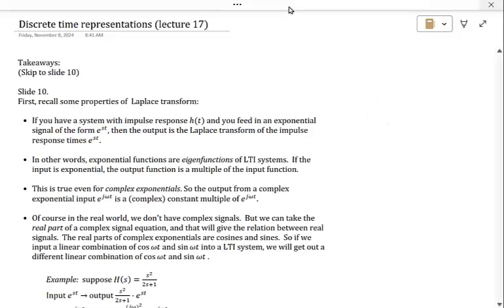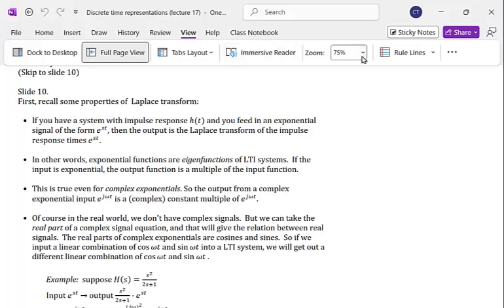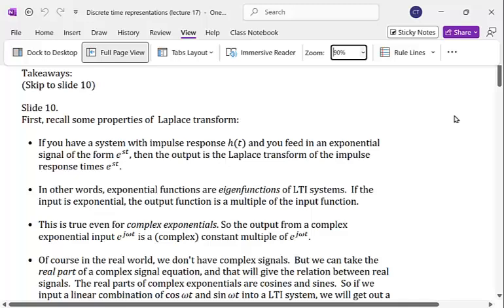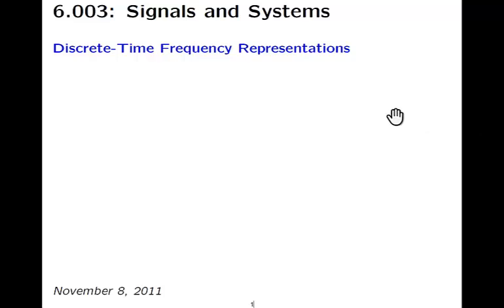Okay, so I want to talk about lecture 17. There's an awful lot of content here that I think I should go over in somewhat more detail. It's a very rich lecture, and it does tie together a lot of aspects of the course. So I'm going to be flipping through the lecture here.